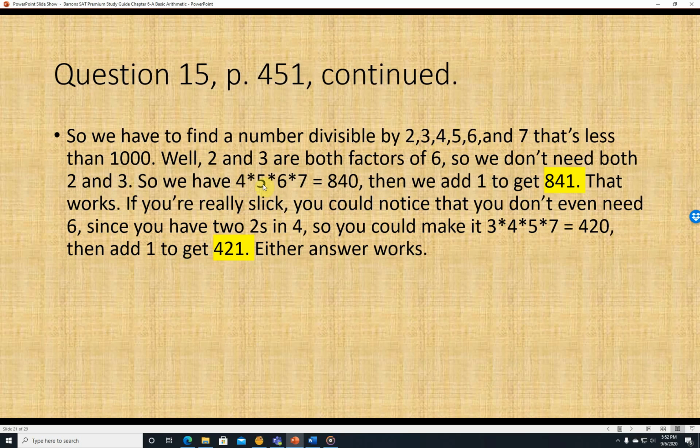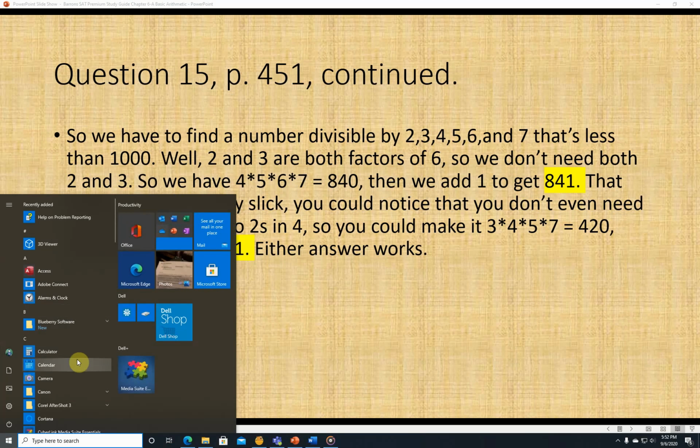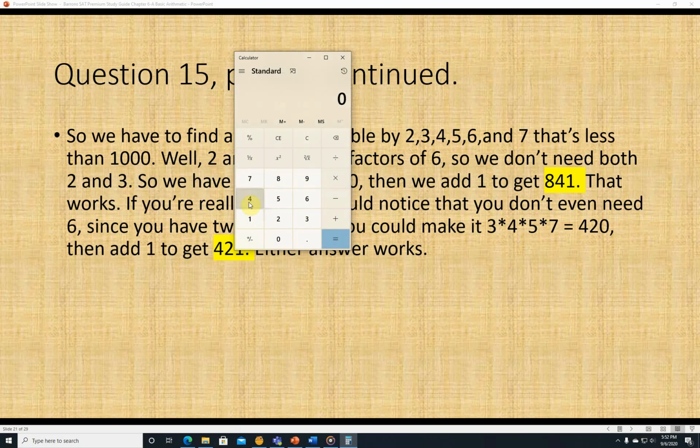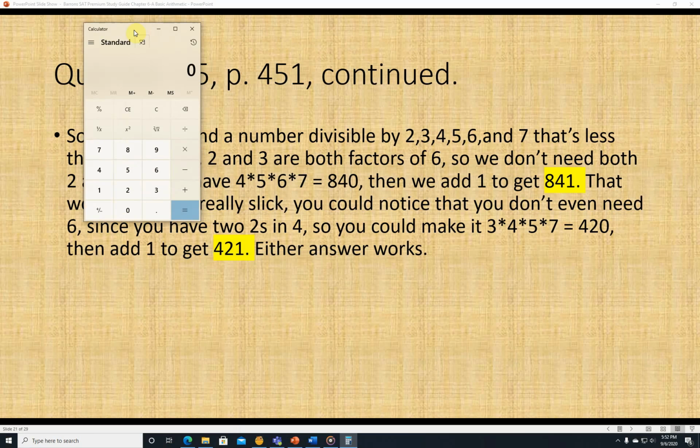So we go 4 times 5 times 6 times 7 is 840. Again, I would suggest you use your calculator. They're probably not going to make you do this by hand. So 4 times 5 times 6 times 7 is 840, and then you have to add 1. So 841, that satisfies it. It's less than 1,000, so that works.